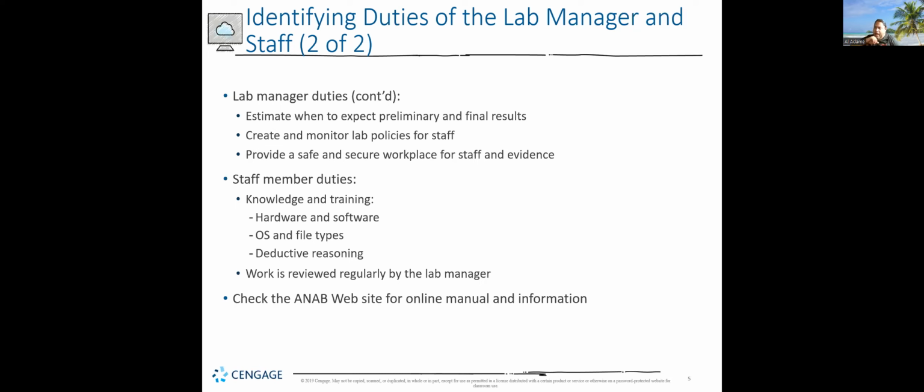Yeah, you're going to create lab rules and guidelines and things they need to cover. It's still Monday, guys, when I'm recording this. I'm still pretty exhausted. Provide a safe, secure workspace for staff and evidence.